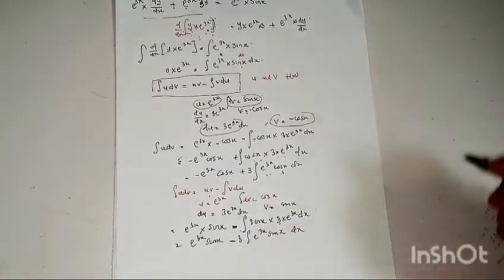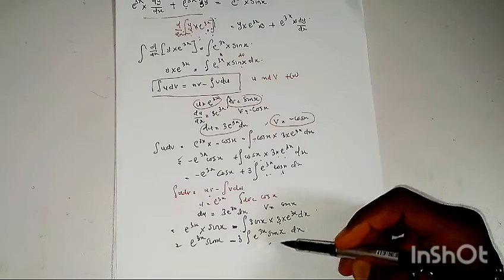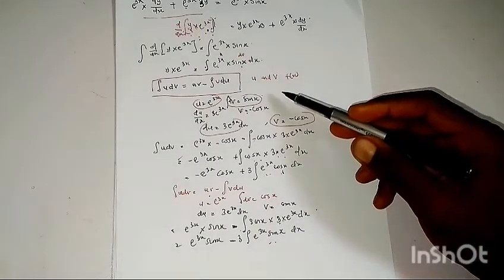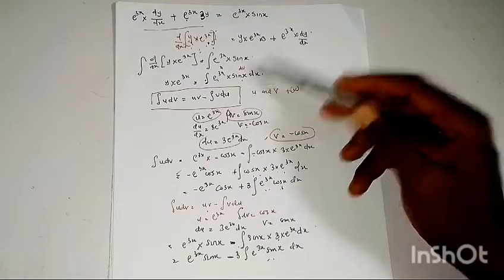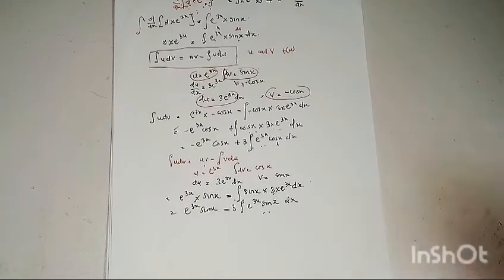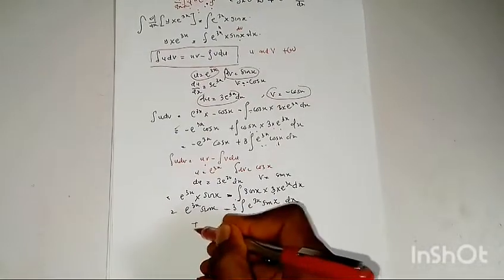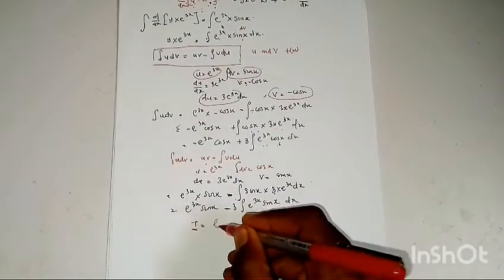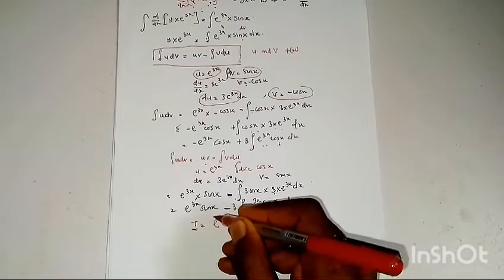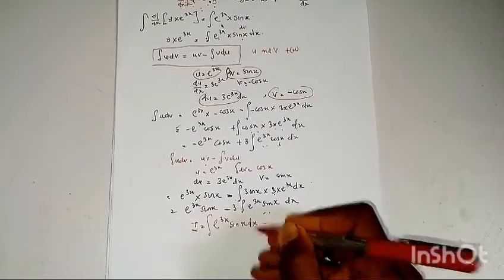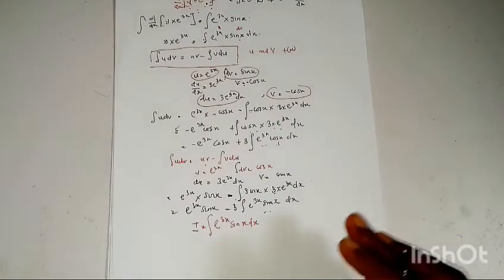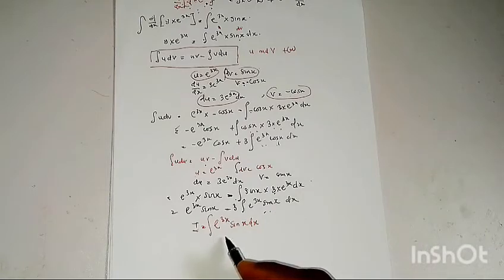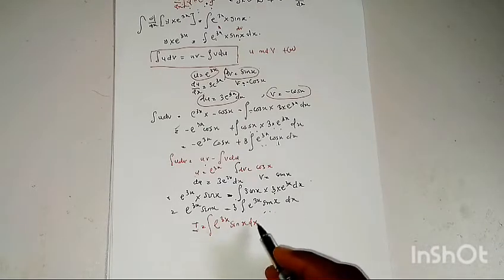Now if you look, we have actually gotten the same function we started integrating from the beginning of the integration by parts, which is exponential 3x sine x. So what can we do now? Because we are going to have a repeated value of exponential 3x sine x, let I be equal to the integral of exponential 3x sine x dx. So anywhere I see the integral of exponential 3x sine x, I'm going to put I.